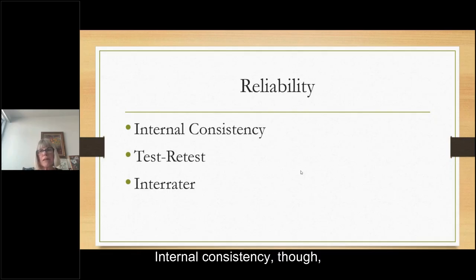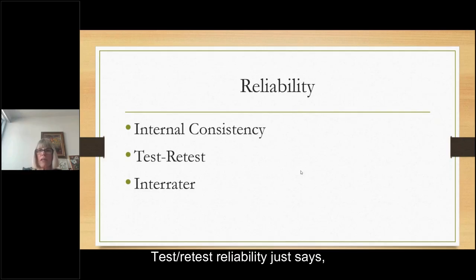Internal consistency, though, is just a measure of how well each item on a particular scale, remember there's 10 of them, how stably do they measure the same thing, whatever that is. Those coefficients will range from 0 to 1. 0.7 is fair, 0.8 is good, and 0.9 and above is excellent. Our internal consistency coefficients are, for the most part, 0.8 or above.